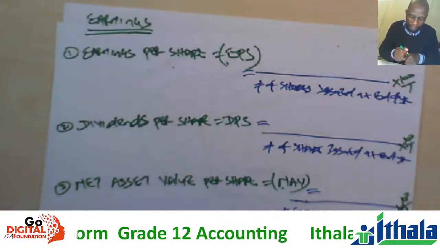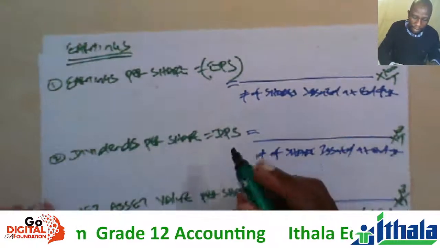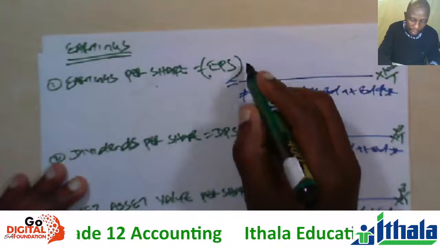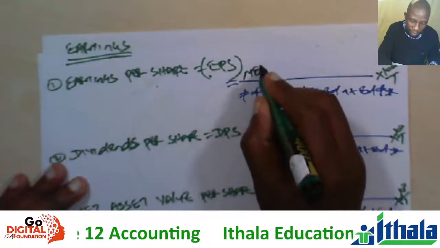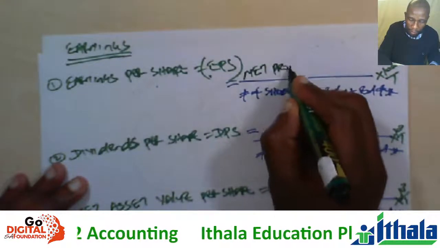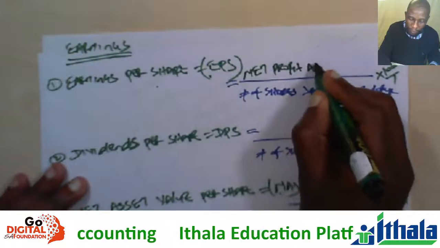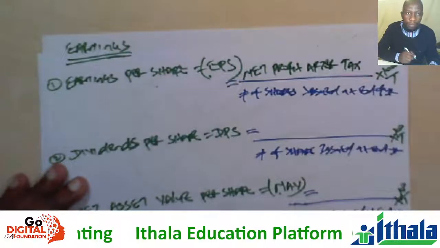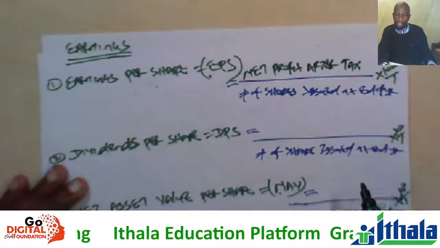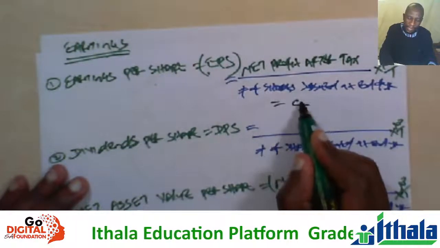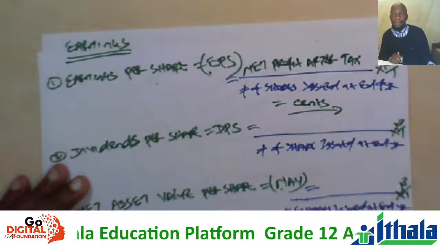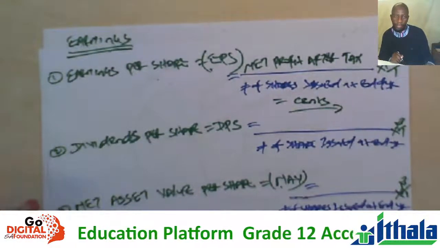Net profit after tax. So which means here, we are not going to earn until we pay tax. So here we have net profit after tax, and then you times by 100, your answer will be something cents. Or you can even put it in rands. So now we are done with the first ratio.